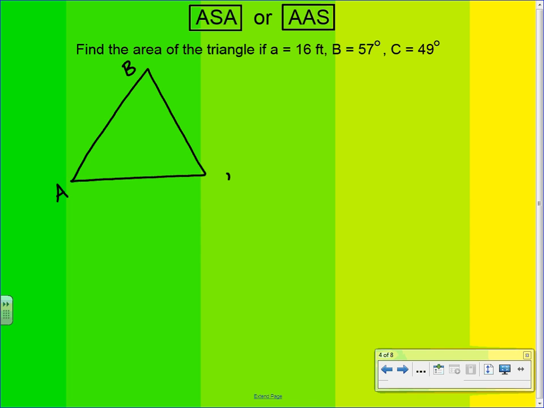Let me sketch my triangle here. Side A, 16. Angle B, 57. Angle C, 49. In order to use that last formula, I need two sides and the angle between them, which I definitely don't have. So we're going to have to use law of sines or law of cosines to find what I'm missing. First thing I'm going to do is go ahead and just solve for that other angle.